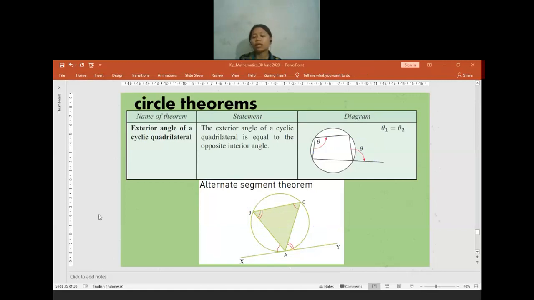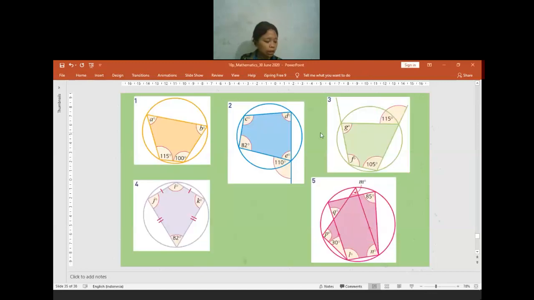Okay, to make it easier, let us discuss some questions. This is taken from your textbook, page 335, exercise 25.10. Is there anyone who wants to help me find how many degrees angle A is? 80. Is there anyone who is confused? Why is it 80?